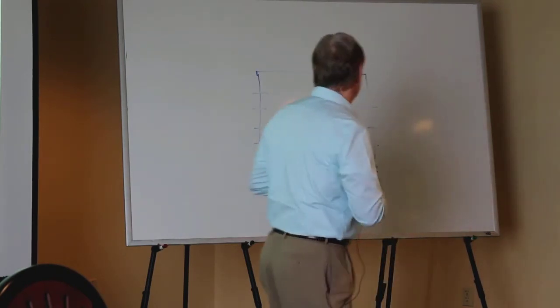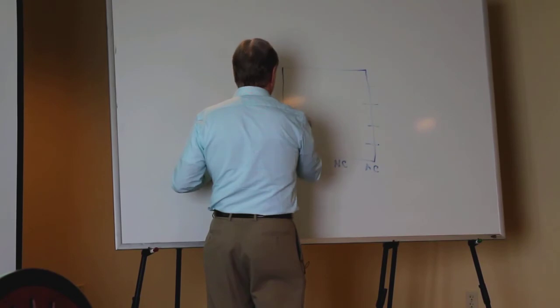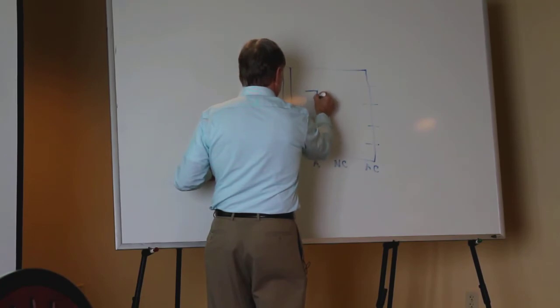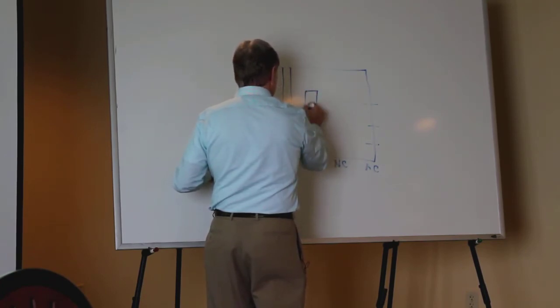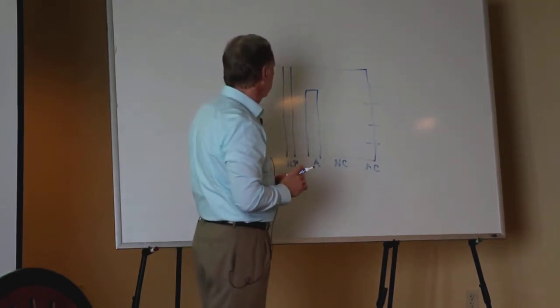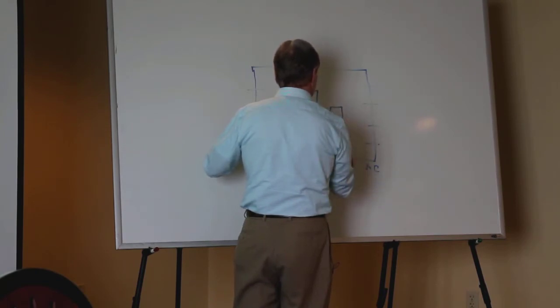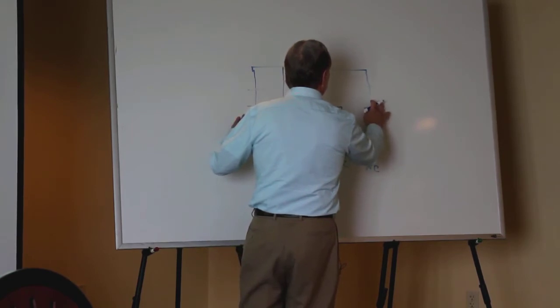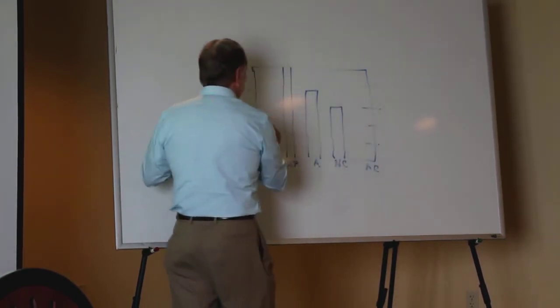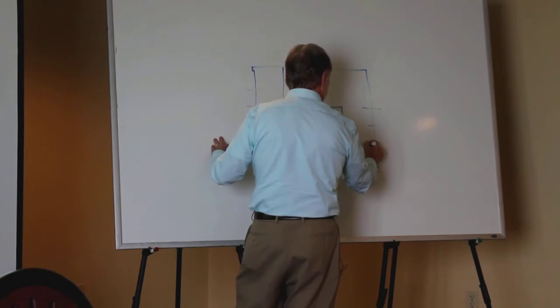Nurturing parent. Okay, so nurturing parent would be highest? Yeah, and adult. And then adult would be next. And after that? Natural child to some extent. Not a lot, but... Okay, and then next highest? Next highest would be critical parent. Okay, and lowest would be adapted child? Yeah. Okay.